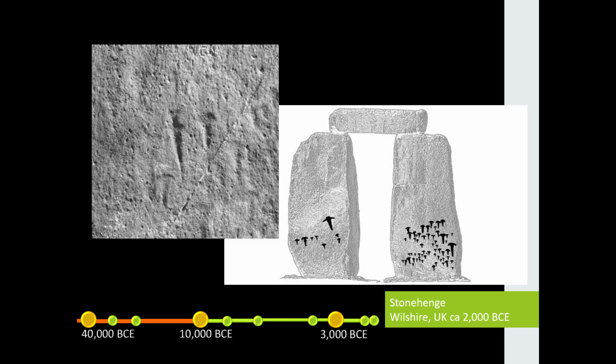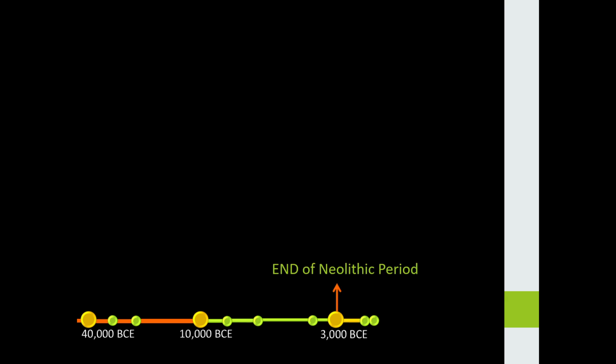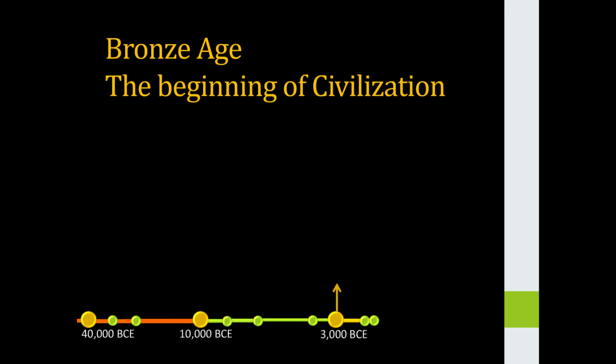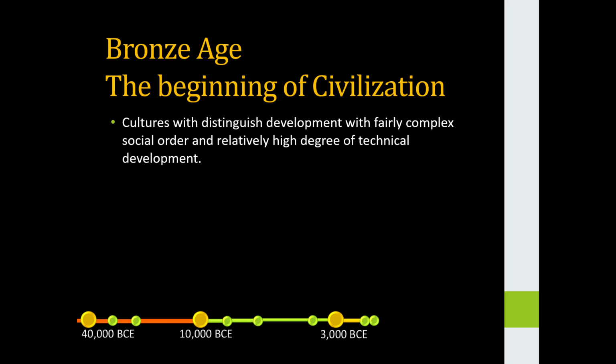So pretty quickly we come to the end of the Neolithic period, and then we start what we now know as the Bronze Age. And the Bronze Age is the beginning of civilization as we understand it. So what does that mean? Basically, cultures with distinguished developments, with fairly complex social orders and a relatively high degree of technical development.